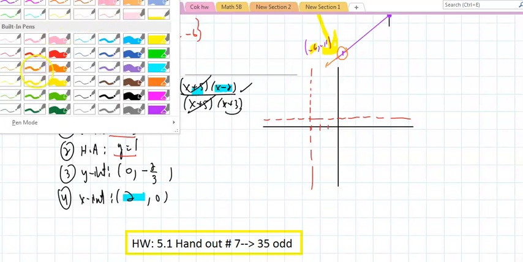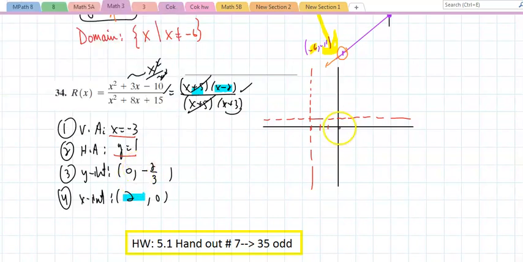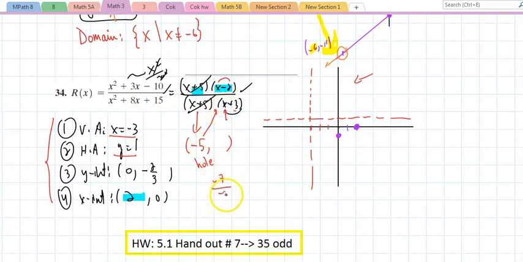The graph must pass through its intercepts at (0, -2/3) and at (2, 0). I still have -5. I must show it's nowhere here, and it's nowhere here. -5 is going to be a hole on this graph. And if I put -5 in there, what do I get? Negative 5 minus 2 is a negative 7, and negative 5 plus 3 is a negative 2, giving 7/2. I'll come back to that.